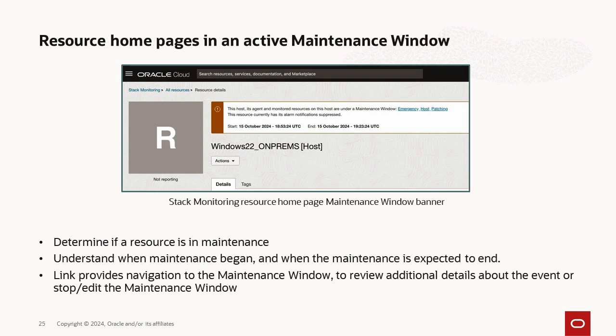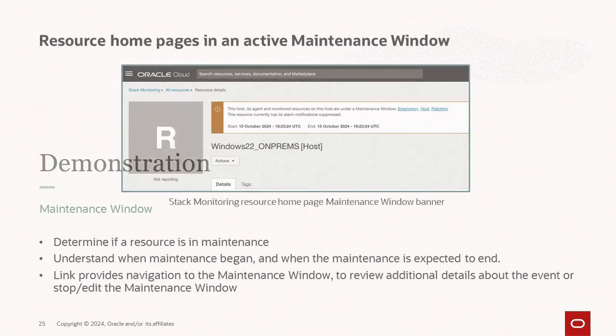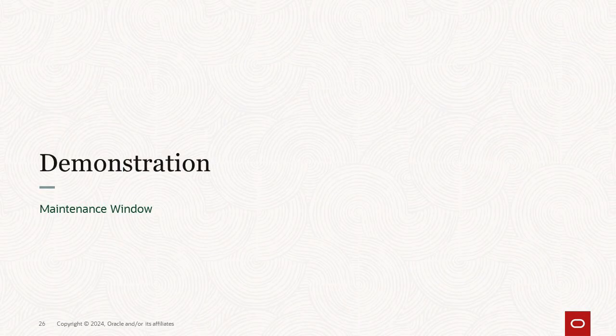When navigating to a resource's homepage that's part of an active maintenance window, stack monitoring will show a banner at the top of the page to inform the engineer the resource is under a current maintenance window. It'll tell them when the event began and when the event ends. And additionally, there's a link that will take you directly to that maintenance window, where the engineer can get more information about the event or to stop it. All right, so I've pre-recorded a demonstration on how to create a maintenance window. Let's take a quick look.